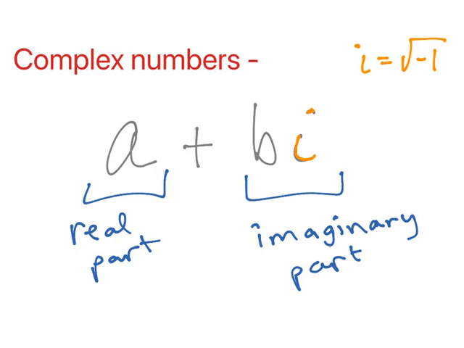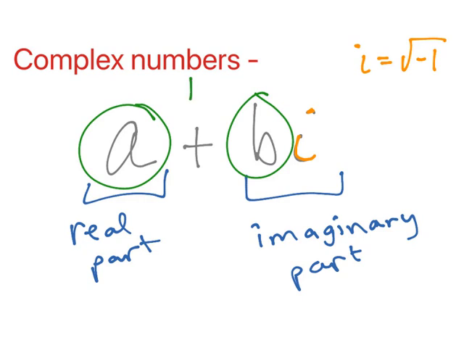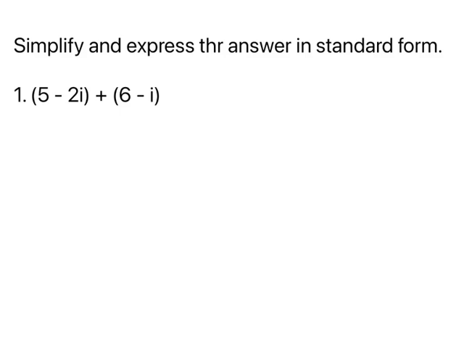So in this particular a plus bi, a and b are both going to be general numbers, and then i is our imaginary piece. So we always put the real part first, the imaginary part second. Okay, let's do some problems. Let's simplify and express the answer in standard form.